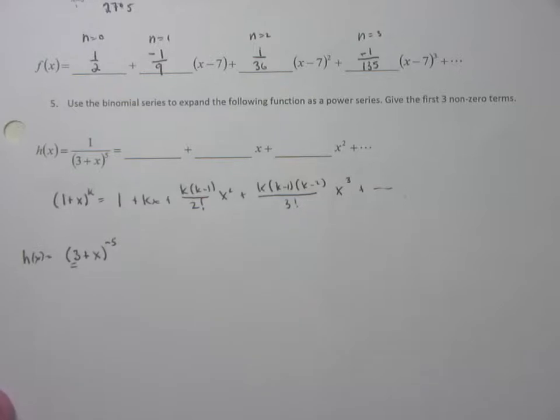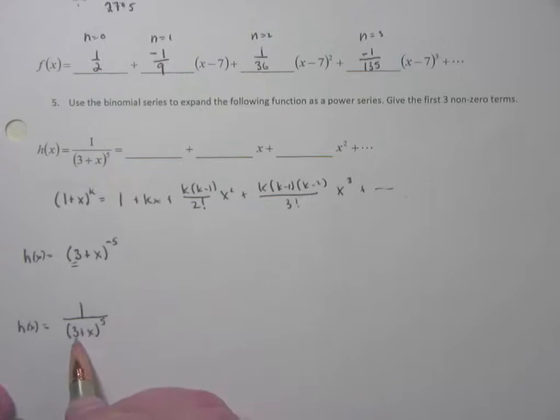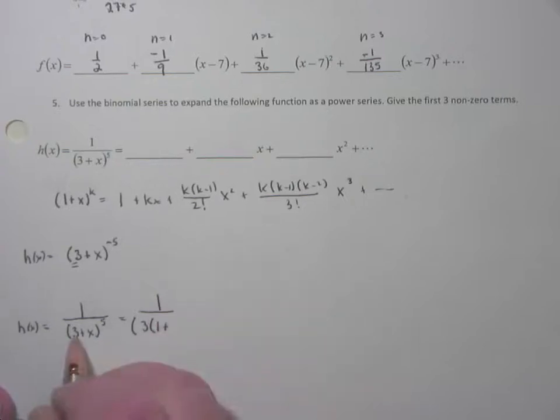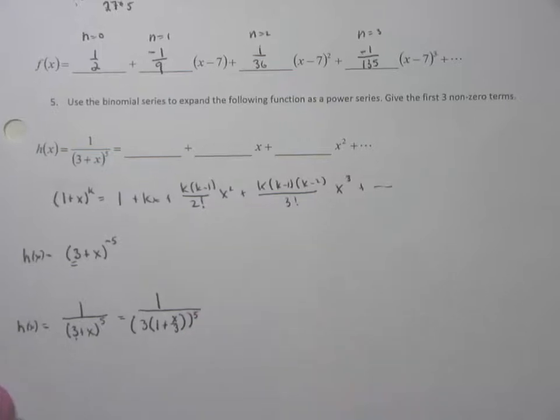We're on the right track, but you made the move too early. Here, let's focus on what h of x is. H of x is equal to 1 over 3 plus x to the 5th. I want a 1 in that 3 position. What I'm going to do is inside the parentheses, I'm going to factor out a 3. Here's the trick. This will be 1 over parentheses, 3 times parentheses, 1 plus, factoring a 3 out of 3 leaves you with a 1. Factoring a 3 out of an x leaves you with an x over 3, close parentheses, raised to the 5th power.